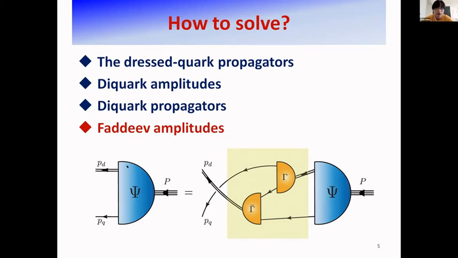However, this ab initio method is very complicated and has many limits. Or we can construct a QCD-kindred model. We can construct the models of the quark propagators. We construct the models of the diquark amplitudes. We can also construct the diquark propagators. We put these models in here, and we can also get the Faddeev amplitudes. We have many methods to construct this QCD-kindred model.